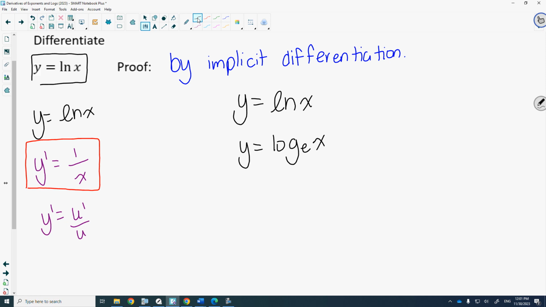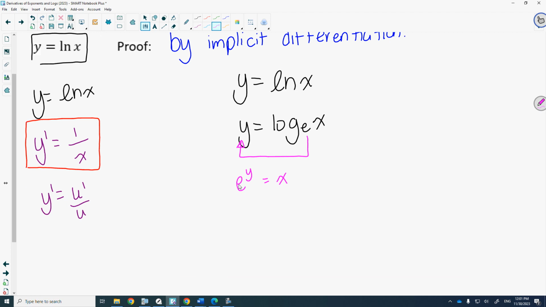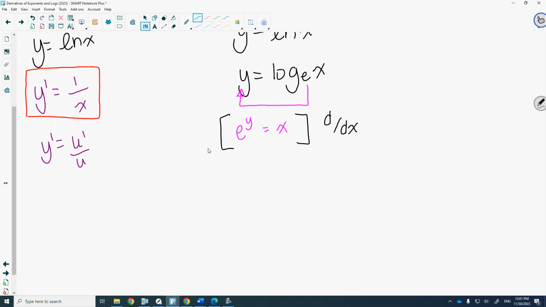What I'm going to do is get out of the logarithmic function and go into the exponential function. So I would have e to the power of y is equal to my argument, which is x. From here, we're going to take the derivative of this function, which is the same thing as the natural log of x. But how we're going to differentiate this is we're going to differentiate both sides of the equation with respect to x. So we're going to differentiate implicitly because I've got my y up here. So let's take the derivative of both sides with respect to x.